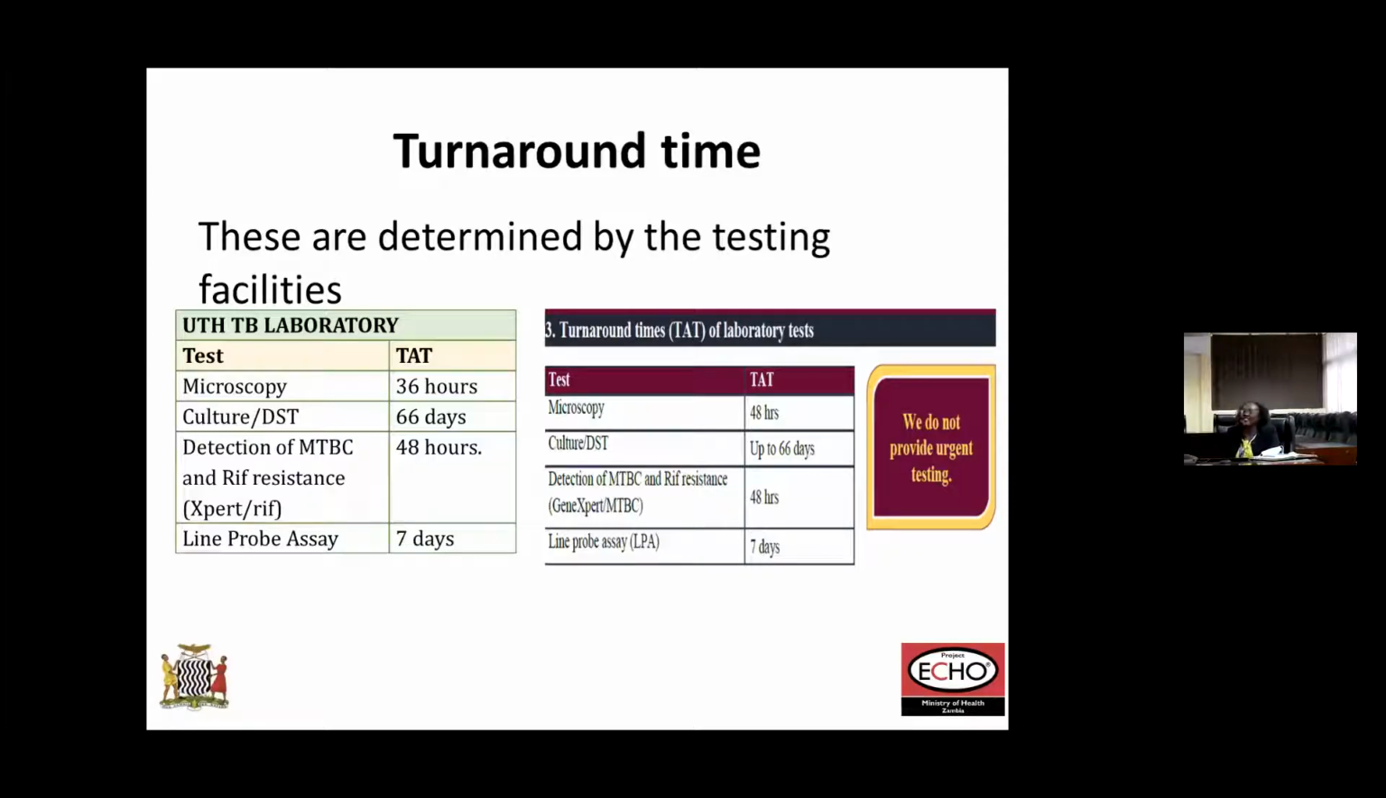So these are the turnaround times that have been set by 2 referral laboratories. The UTH TB laboratory microscopy is 36 hours. Culture and DST is 66 days. Detection of TB and RIF resistance is 48 hours. And the line probe assay is 7 days. And for CDL, that's the one on the right, microscopy is 48 hours. Culture DST up to 66 days.